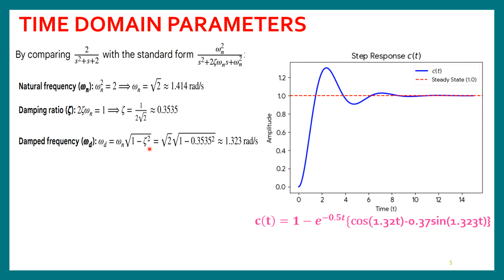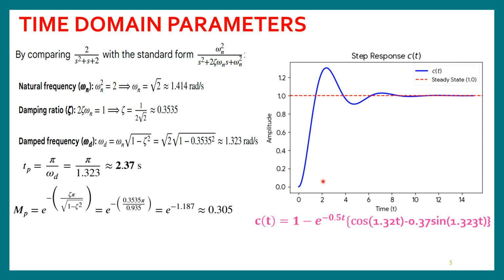Omega d is omega n root of 1 minus zeta square. So the damped frequency of oscillation is 1.323. When zeta is 0, omega n would be omega d. As we have zeta as 0.35, here omega n is not equal to omega d. And Tp value is pi by omega d. So we can cross check our simulation results also. The peak time would occur approximately at 2.37 seconds.